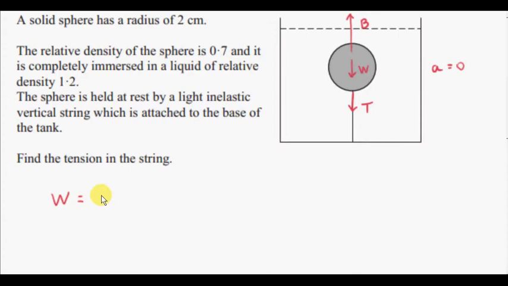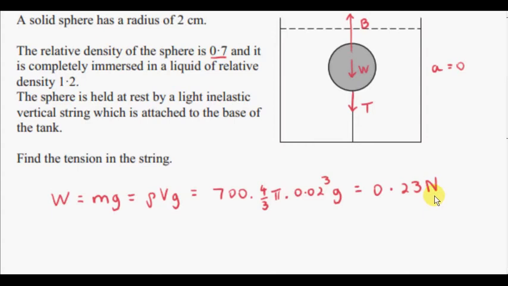Right. The weight of the sphere is the mass of the sphere times g. What's the mass of the sphere? It's the density of the sphere times the volume of the sphere. The density of the sphere is got from the relative density, which is 0.7. We multiply that by 1000 to get 700. The volume of a sphere is 4/3 pi r cubed, where the radius is 2 centimeters. That's 0.02 meters. To 2 decimal places we get 0.23 newtons.